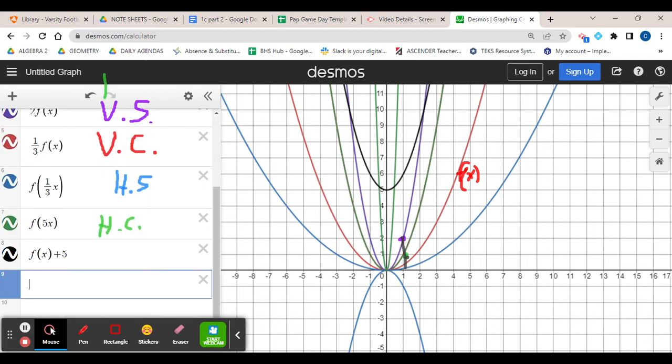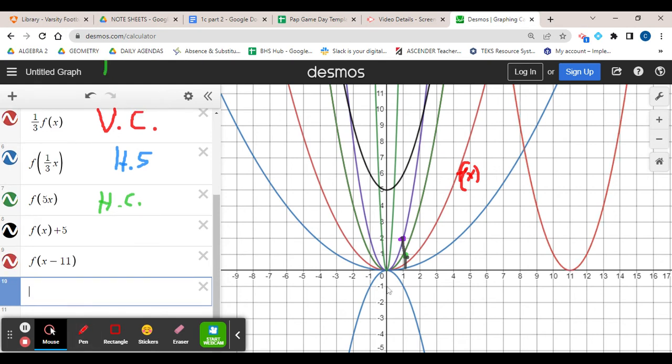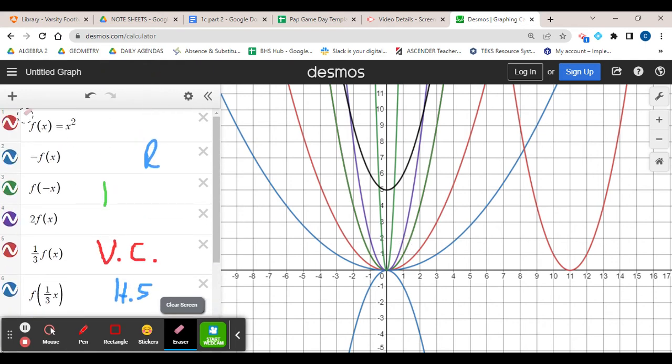If we want to move it to the right, let's say we move it to the right by 11, just to get it out of the picture here. So f of x minus 11, and it moves over to the right by 11. Now what's cool, we still have all these manipulations we have down here.